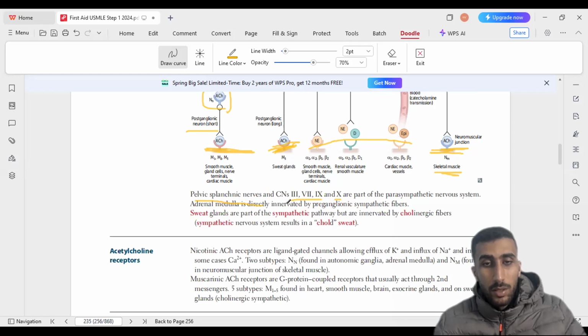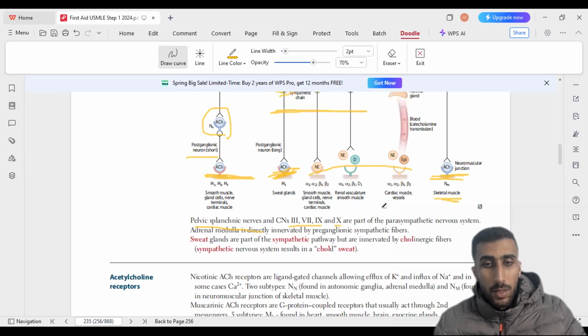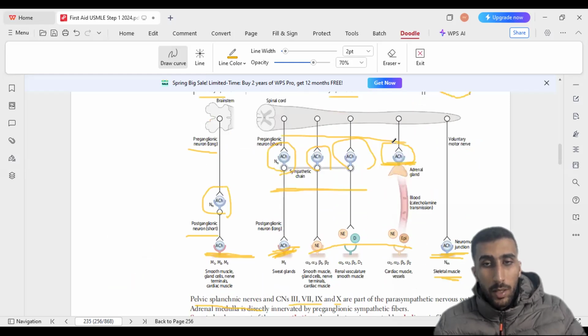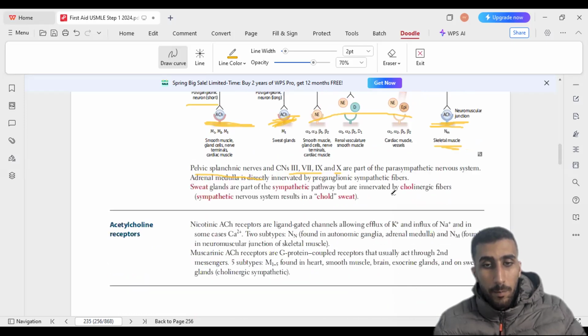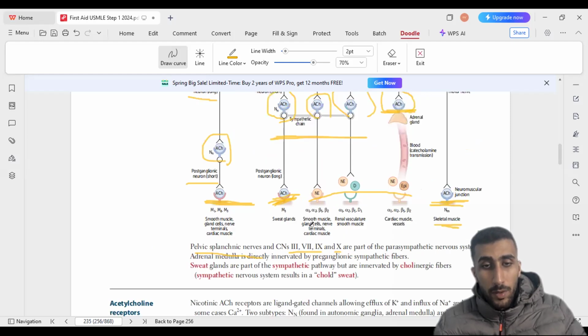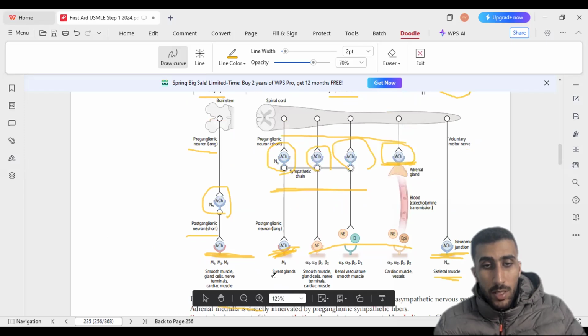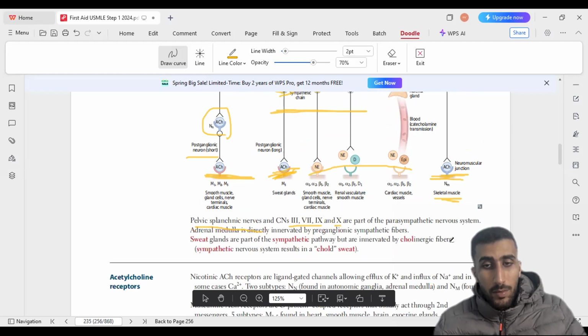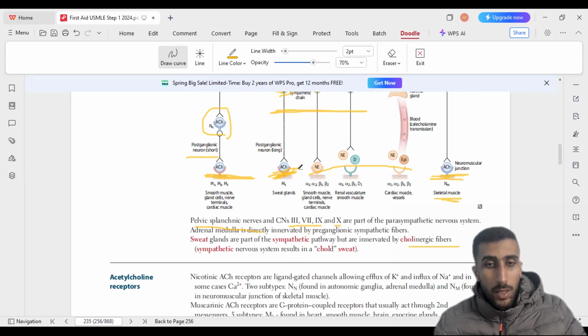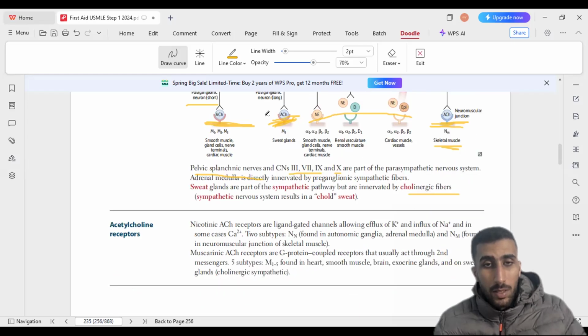And the adrenal medulla is directly innervated by preganglionic sympathetic fibers, and it uses acetylcholine as a mediator. The sweat glands, as we have just said, are part of the sympathetic pathway. The sweat glands are controlled through the sympathetic pathway and are innervated by cholinergic fibers. So typically, the sympathetic pathway uses norepinephrine, but here it uses acetylcholine. It's an exception, just know that about the sweat gland sympathetic supply.